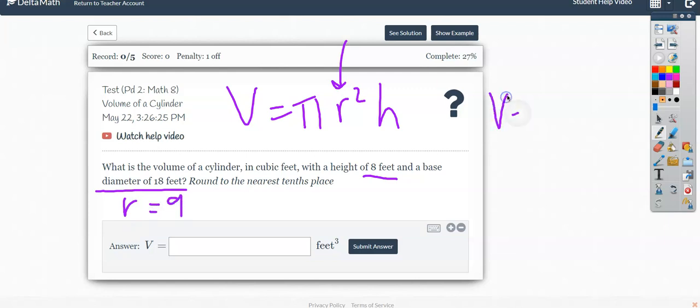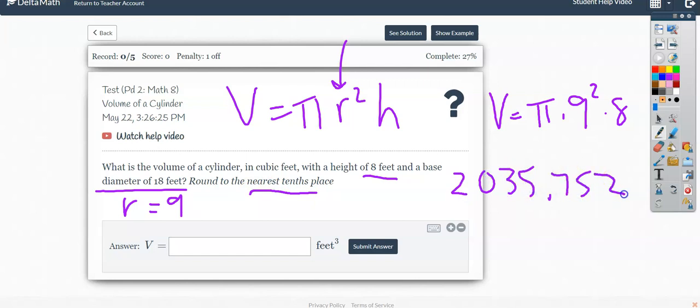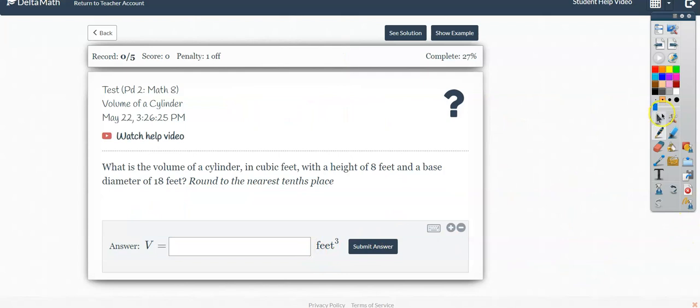So I'm going to use my calculator to compute pi times 9 squared times 8. So 9 squared is 81 times 8 times my pi button. 2035 point, it says round to nearest tenth. 2035.752. So tenth is here. So that's 2035.8. We're going to type that in here.